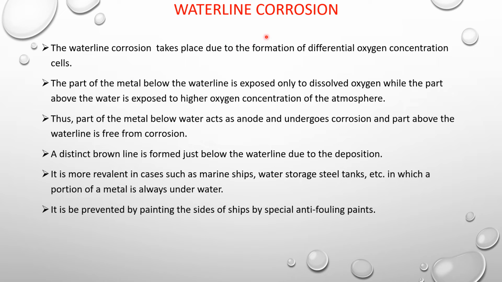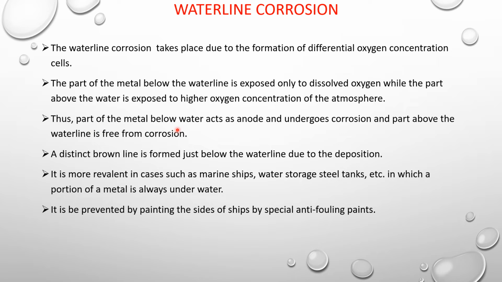Second type is waterline corrosion. The waterline corrosion takes place due to the formation of differential oxygen concentration cells. The part of the metal below the waterline is exposed only to dissolved oxygen present in water, while the part above the water is exposed to higher oxygen concentration of the atmosphere.